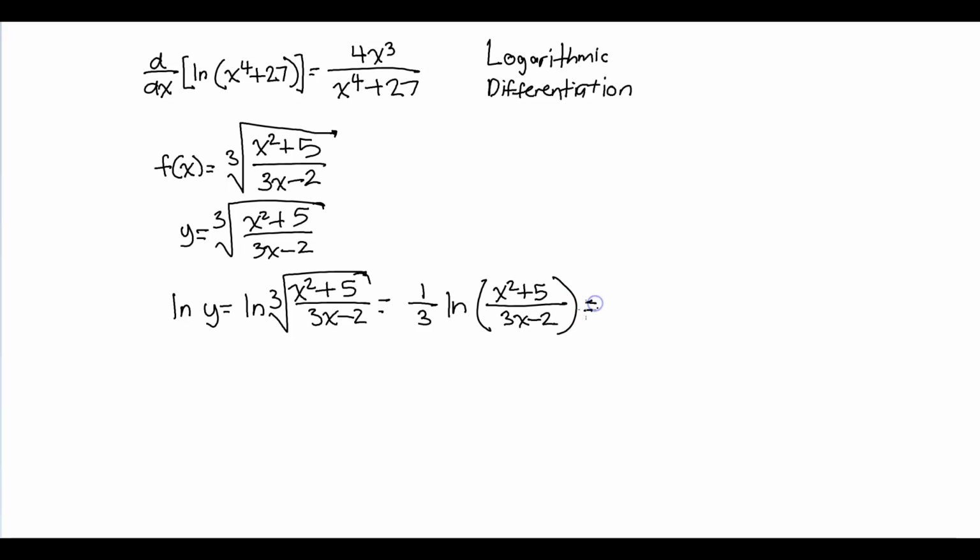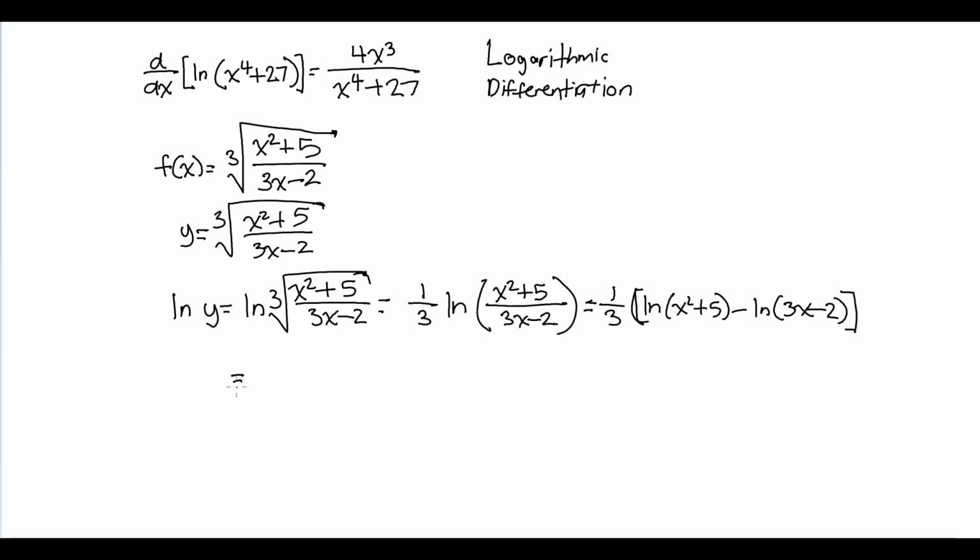Now, because we have a quotient over here, we have 1/3 times ln of x squared plus 5 minus ln of 3x minus 2. So look what we're doing. We're using simple log properties, and now this derivative can be evaluated much easier.